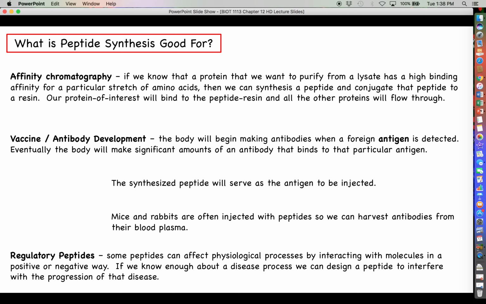And then finally, we can also talk about regulatory peptides. So it's known that some peptides can affect physiological processes by interacting with molecules in either a positive or a negative way, either by promoting certain protein activities or blocking those activities. So this is the same sort of thing as rational drug design. If we know enough about a particular disease process or biological pathway, we can actually design a peptide to interfere with or promote some sort of aspect of that pathway so that we can block the disease.